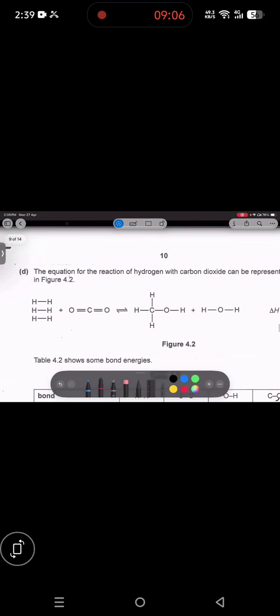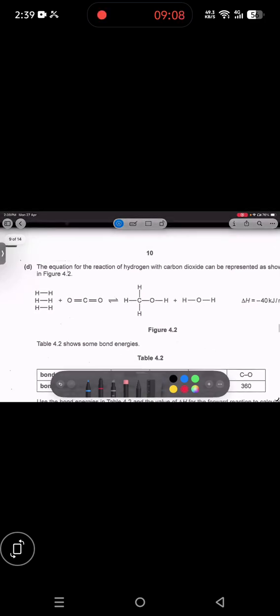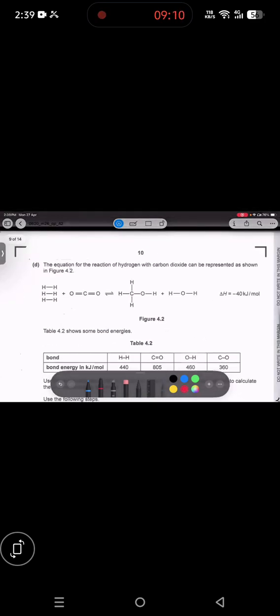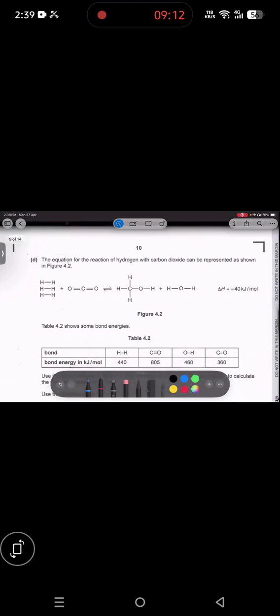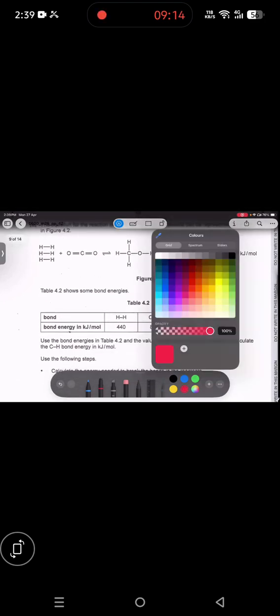Now the next question is for the bond energy calculations. So this one is a very tricky question. Some of the students are not good in this bond energy calculations.